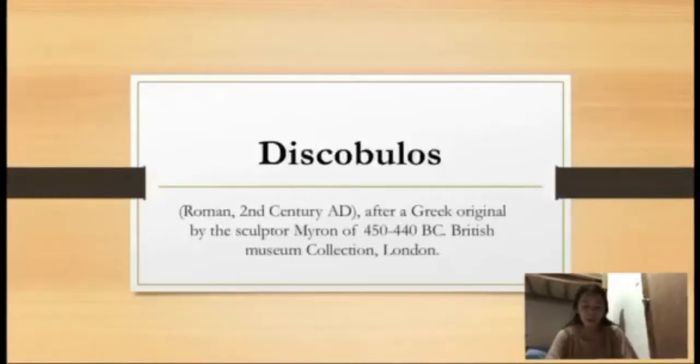Next figure is the Discobolus. This Discobolus is a Roman 2nd century AD copy after a Greek original by the sculptor Myron of 450 to 440 BC, British Museum Collection, London.